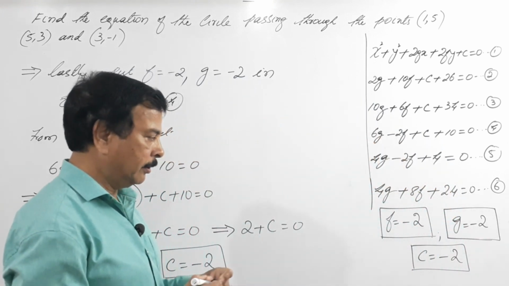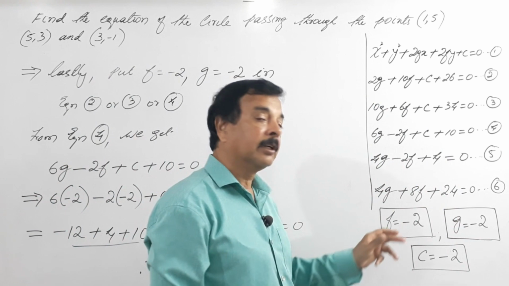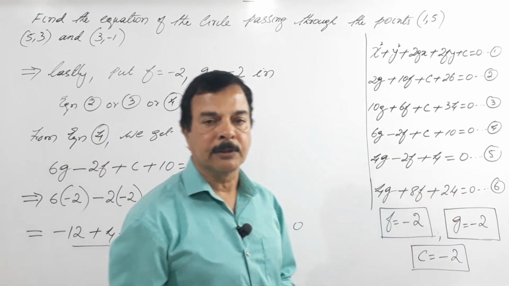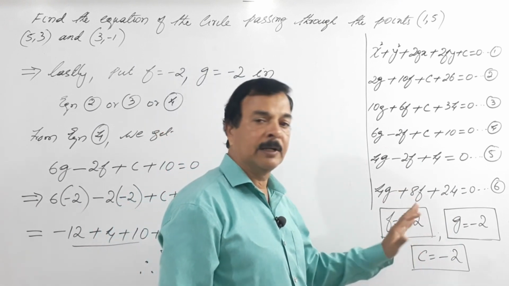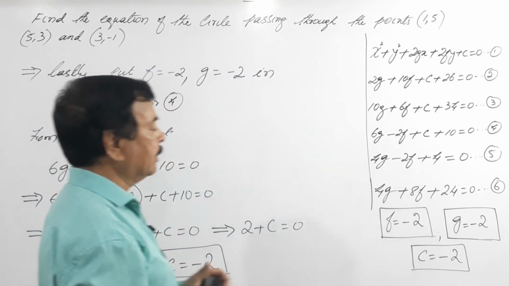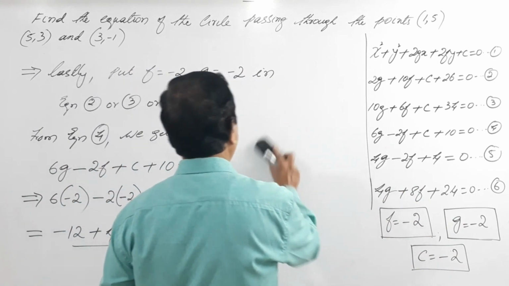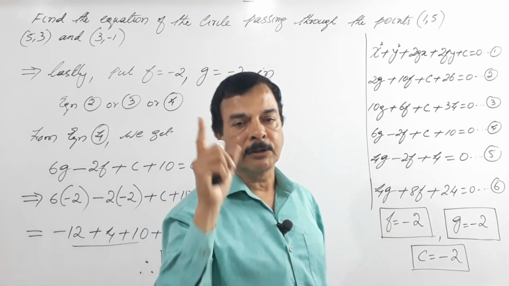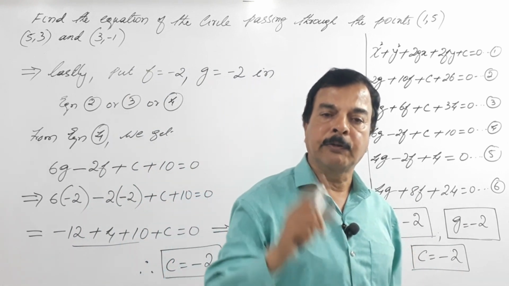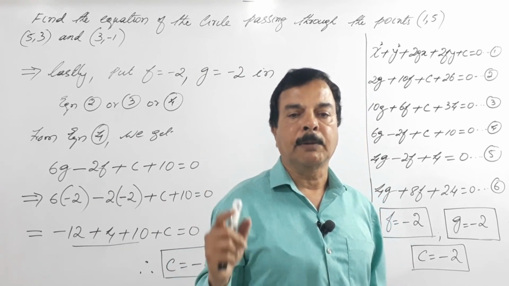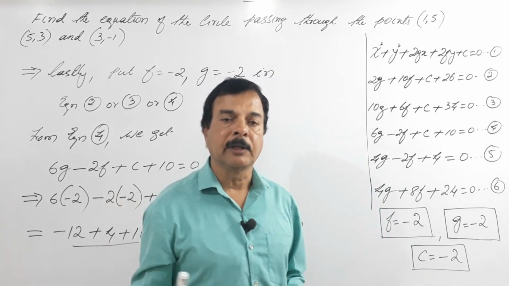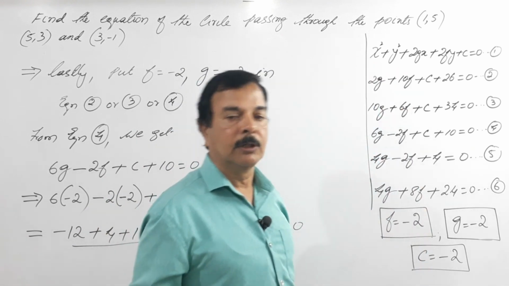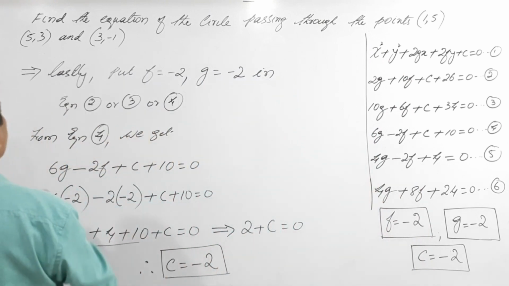So we have got f equals minus 2, g equals minus 2 and c also equals minus 2. What a coincidence. Kalia minus 2 ban gaya. So what we'll do is, after knowing the values of f, g and c, substitute these values in the general equation of circle, that is equation 1, because we had presumed let x square plus y square plus 2gx plus 2fy plus c equals 0 be the circle passing through these points. So consider this.